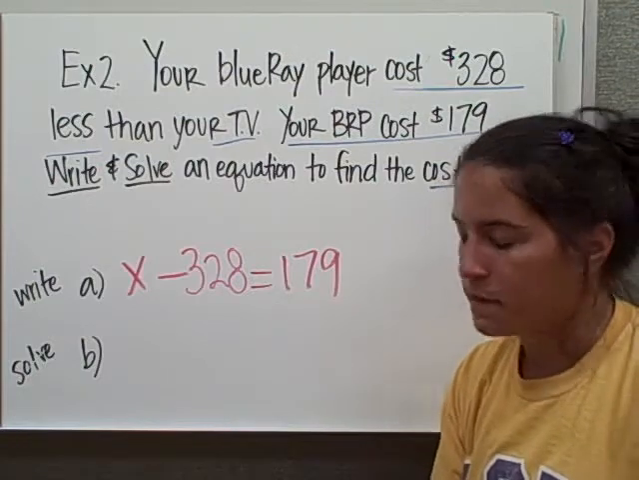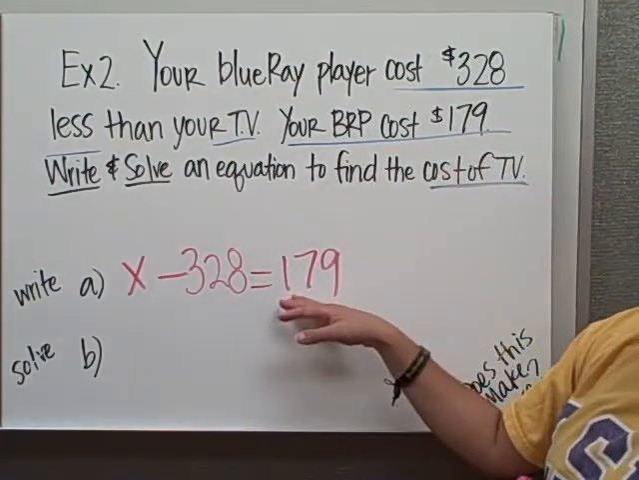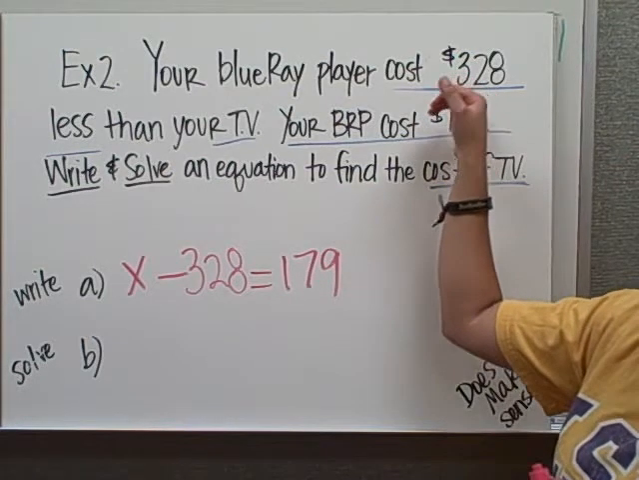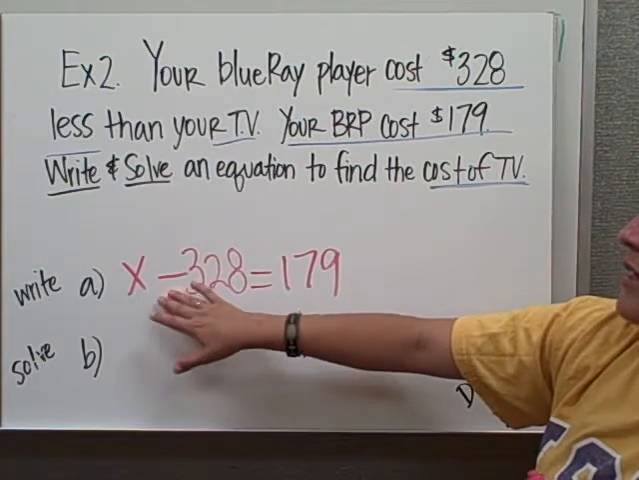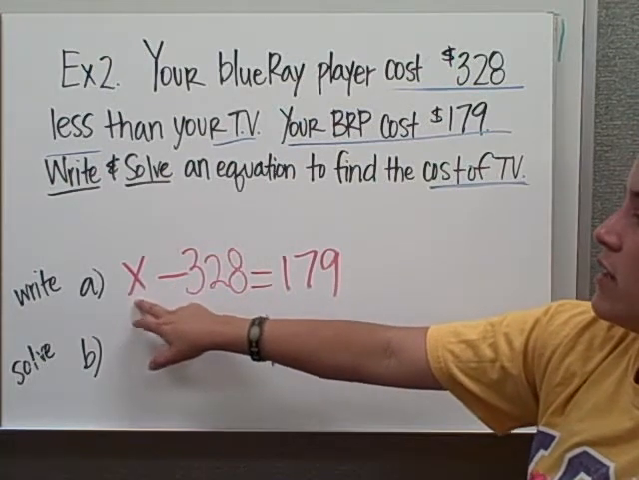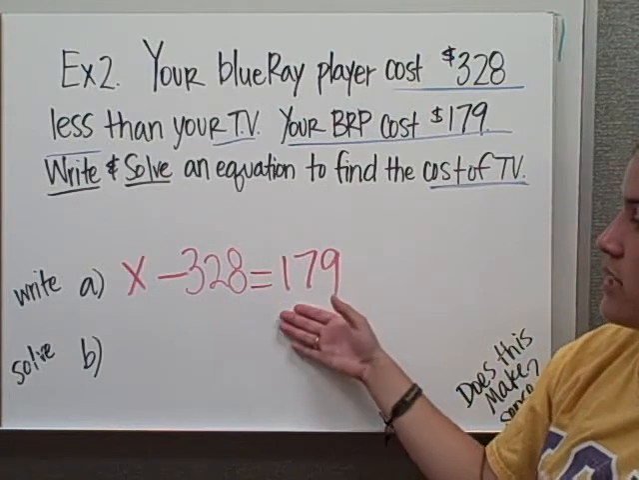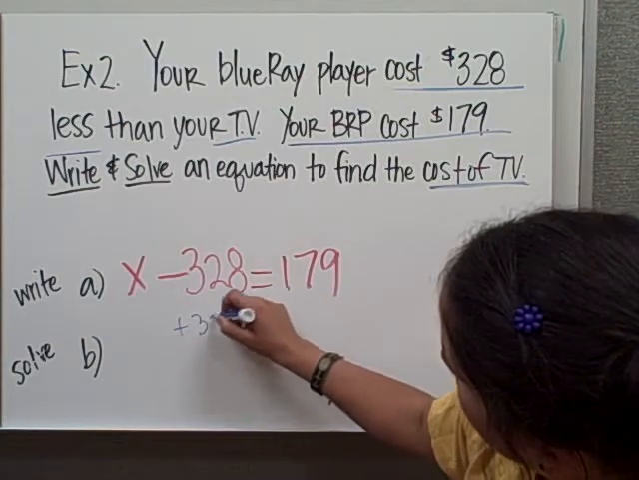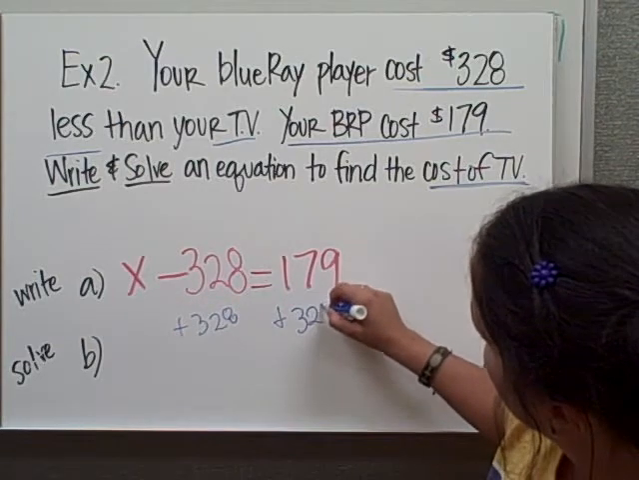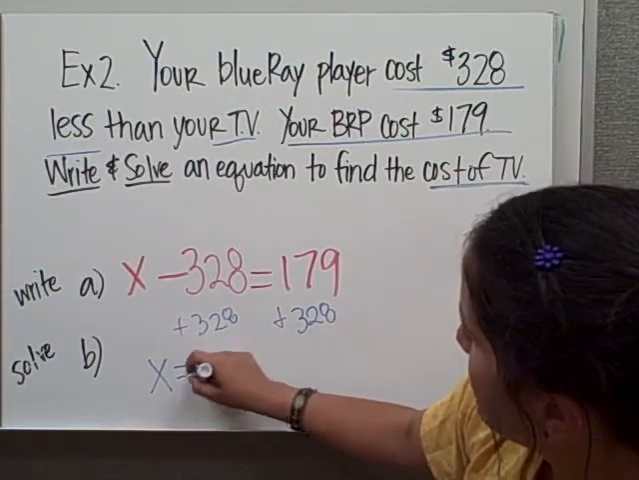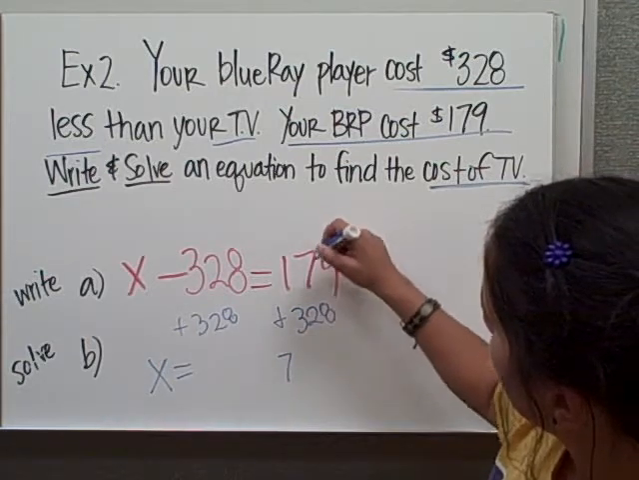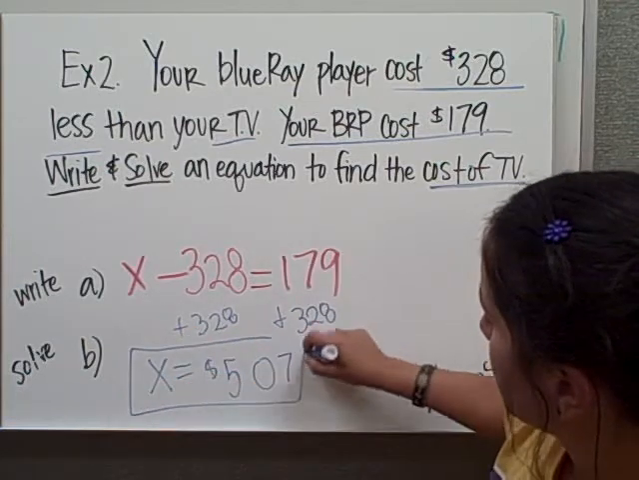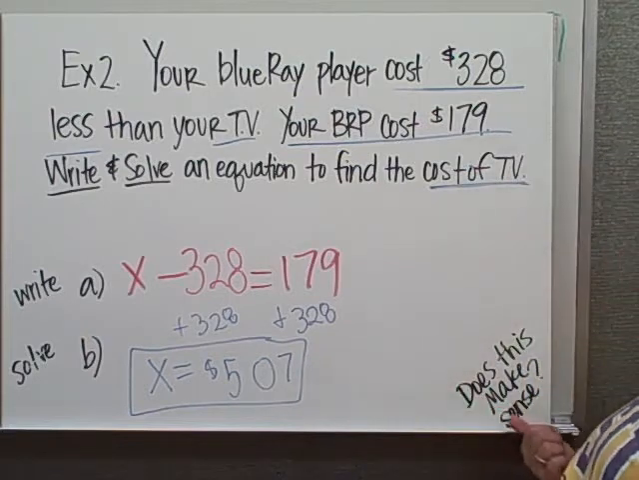Let me go over that one more time. We know that the Blu-ray player costs $179 and it's $328 less than the TV. That's how I got this less than. So the TV minus $328 gives us the Blu-ray player. To solve it, we have to undo subtraction with addition. And the cost of our TV is $507. And then let's talk about, does this make sense?